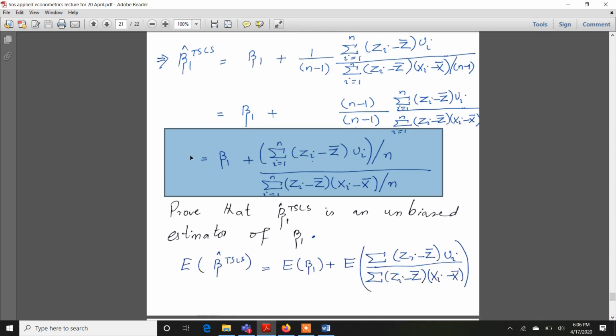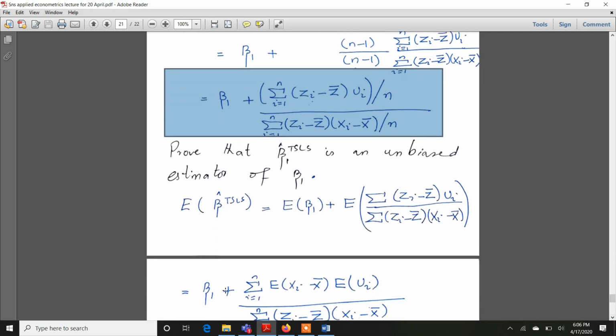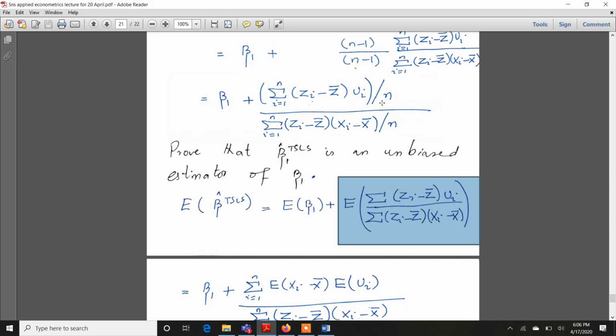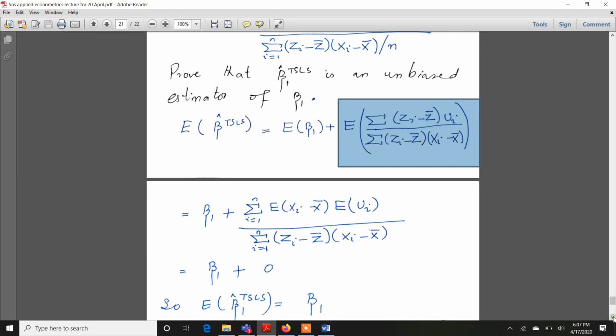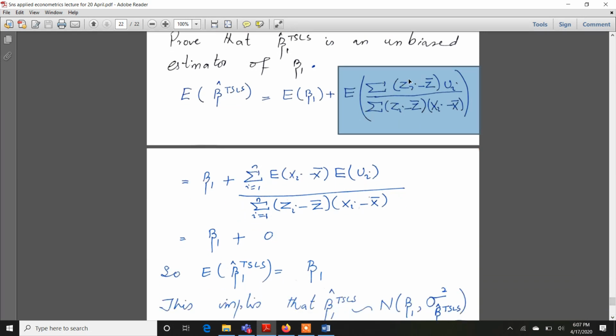So if I apply the expected value on both sides, beta 1 is a constant, so the expected value of a constant is the constant itself, so it will be beta 1. And the expected value of this second term, right? If I simply don't divide by n, or I do it, that doesn't make any difference. It's just that in some derivations we need this n form and sometimes we don't. So currently I ignore it and I apply the expected value separately.